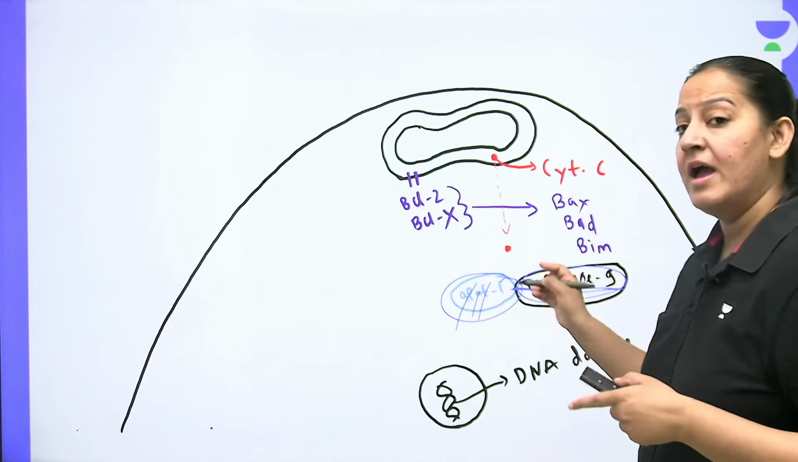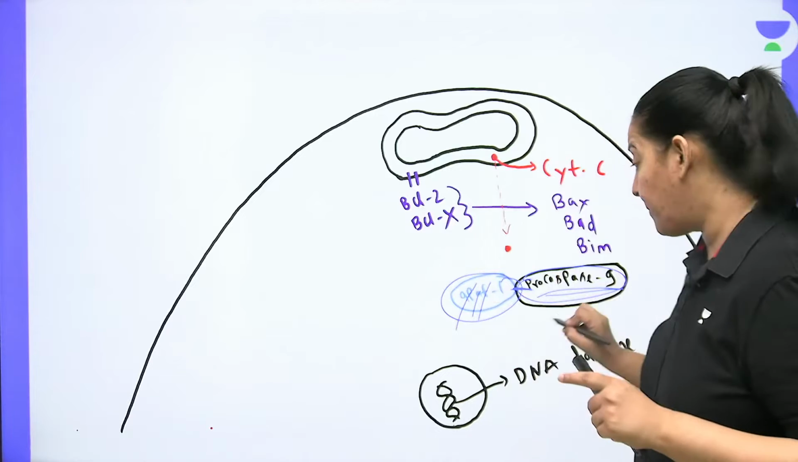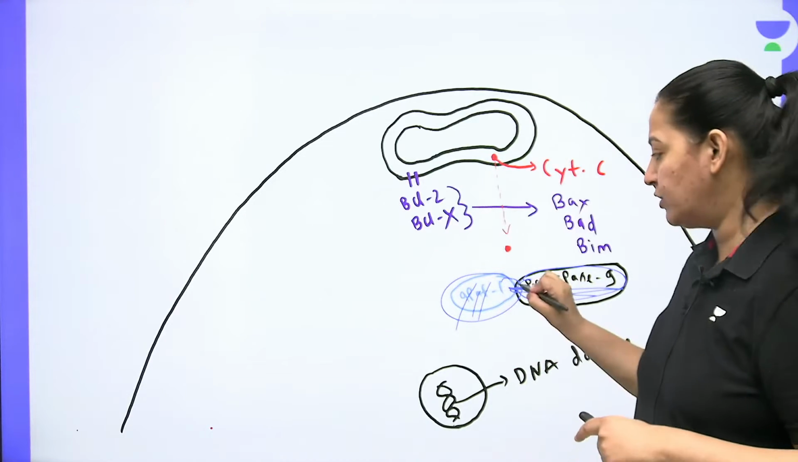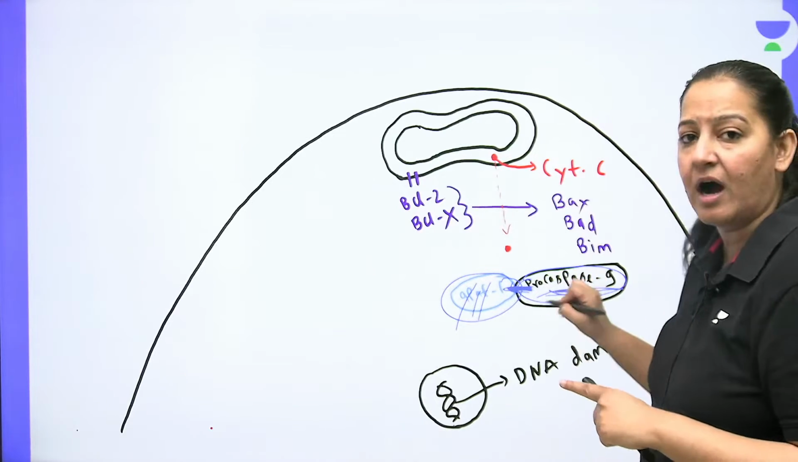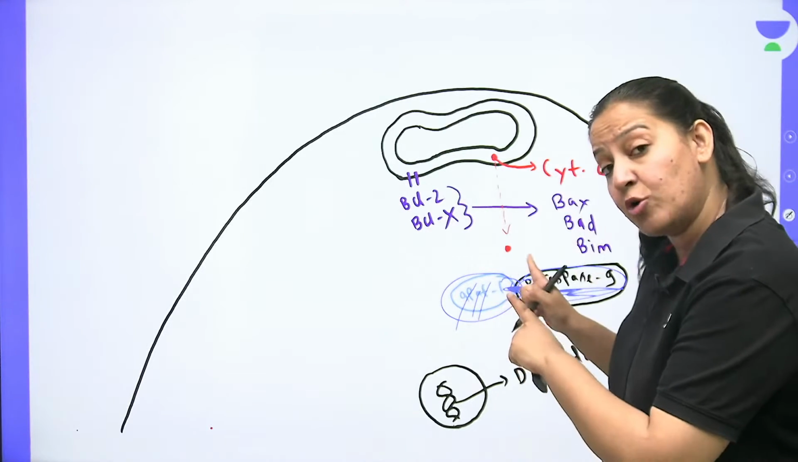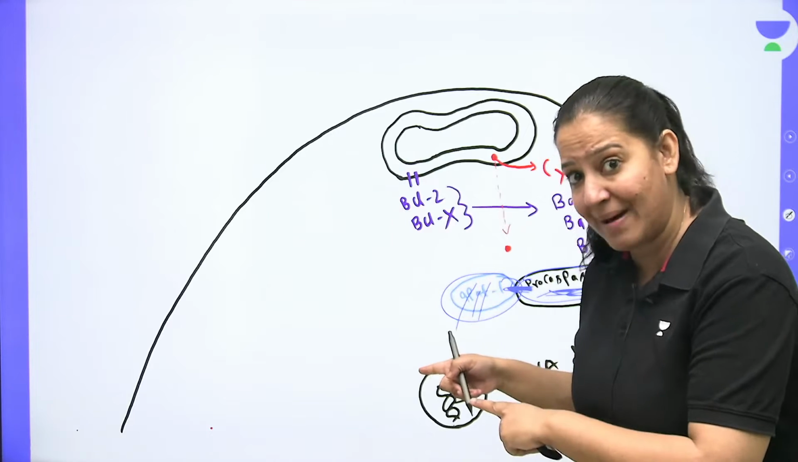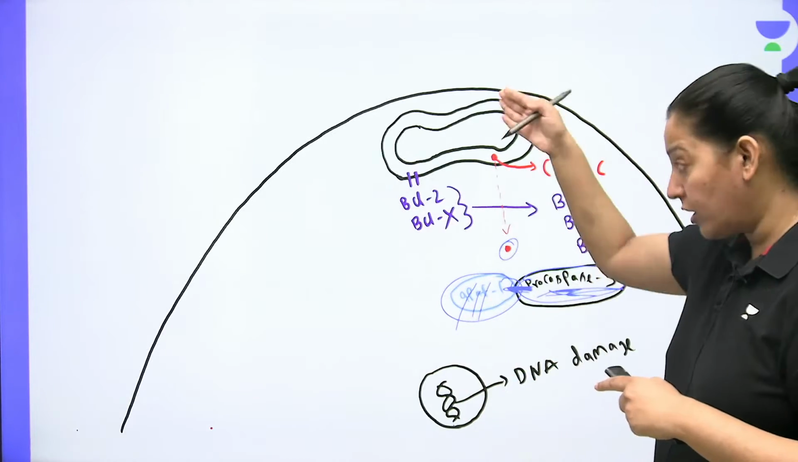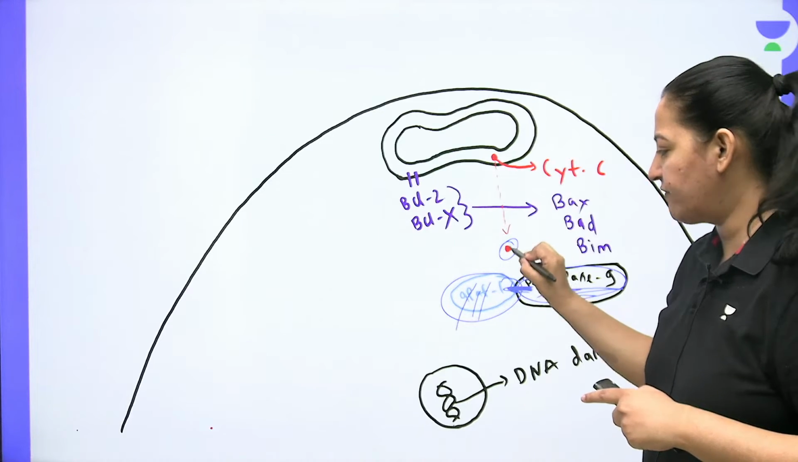They are never separated, and it is a rule. Till pro-caspase 9 is in combination with APAF1, its best friend, it will remain inactive. It cannot be activated. So cytochrome C, on coming out, what will it do? It will take APAF1 with it.